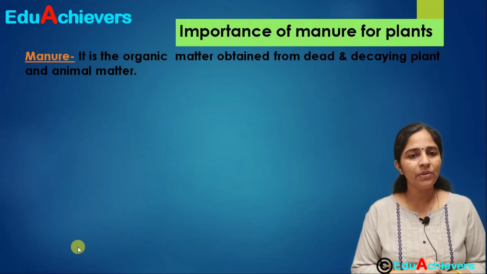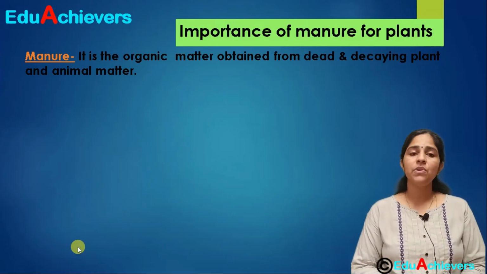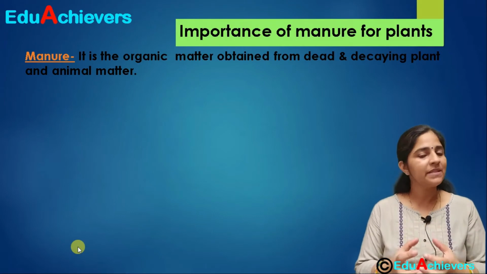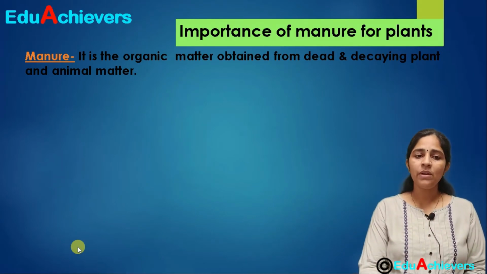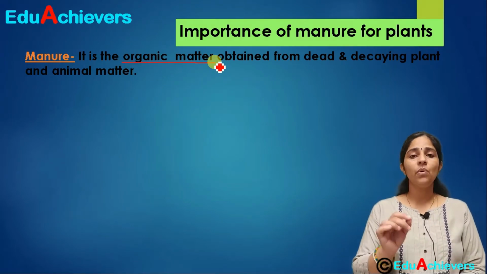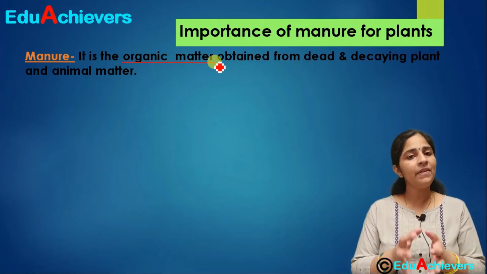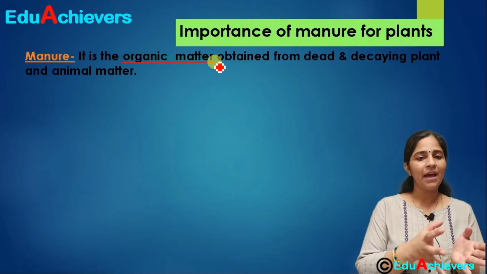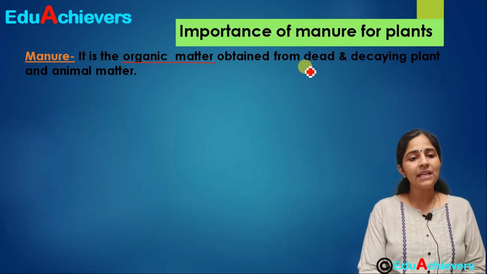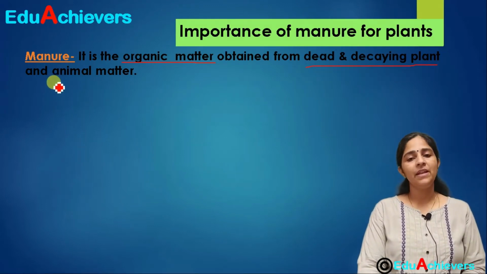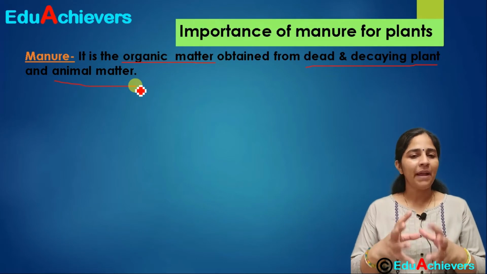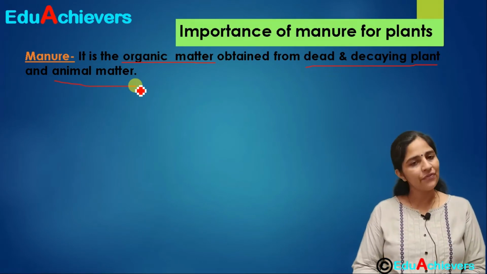Fine. So before we know the importance, let's know what is manure. Whenever we talk about manure, we should understand why manure is very important for plants, what its basic qualities are, and what it is made from. Manure is an organic matter. The meaning of organic matter is that it is always derived from a living organism, that means either from plants or from animals. So manure is an organic matter obtained from dead and decaying plant and animal matter. Whenever the animal and plant matter decays by the action of insects and microbes in the soil, manure will be formed.